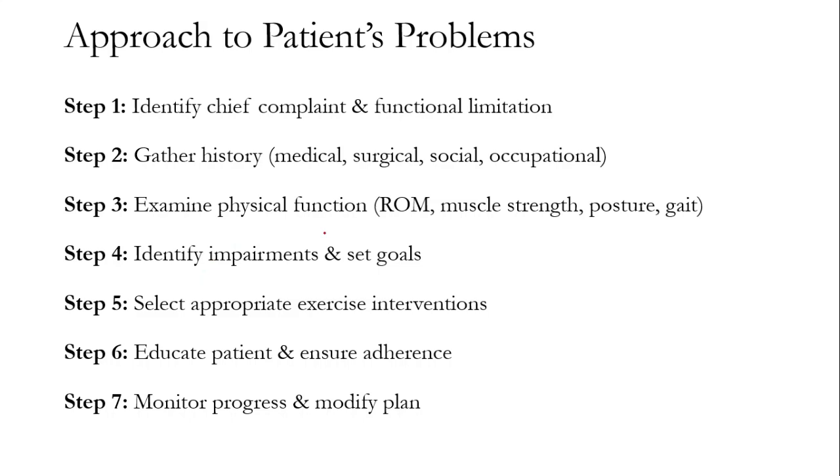Our approach should always be systematic. Okay, when we deal with the subject or patient, our approach should always be systematic. So what we are going to do, first we are going to identify the main complaint. What is limiting the patient's life? And then you are going to take history: medical, surgical, social, occupational. And then you are going to examine the physical function: posture, gait, muscle power, strength and all. And then you are going to identify the impairment. And you are going to set short-term goals and also long-term goals.